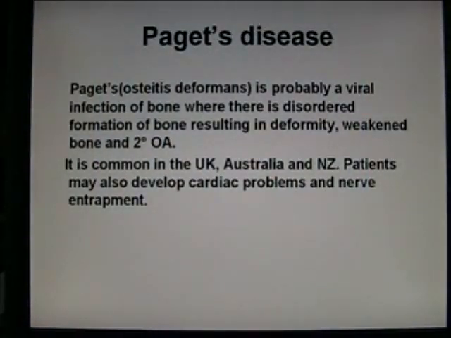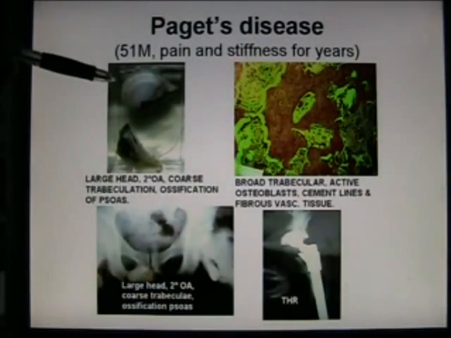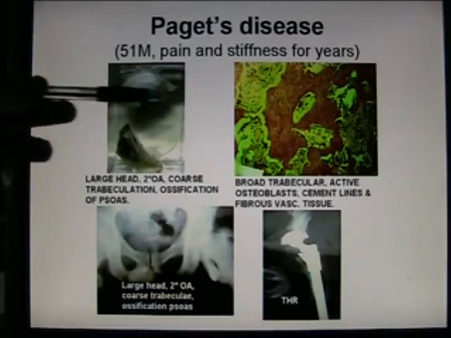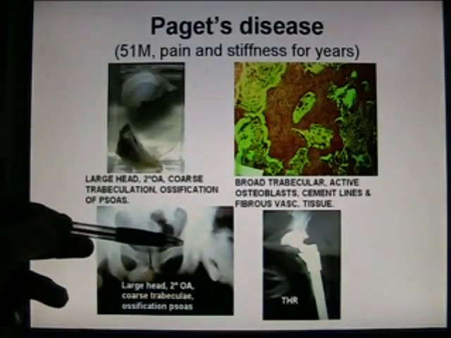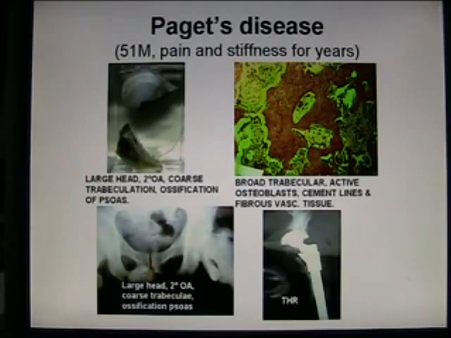Paget's disease, a viral infection of the bone where it becomes disorganized, thickened, deformed, and may cause OA, common in the UK, Australia and New Zealand. It can also cause cardiac and nerve problems. A large deformed femoral head, secondary OA, immature woven bone, advanced OA requiring hip replacement.